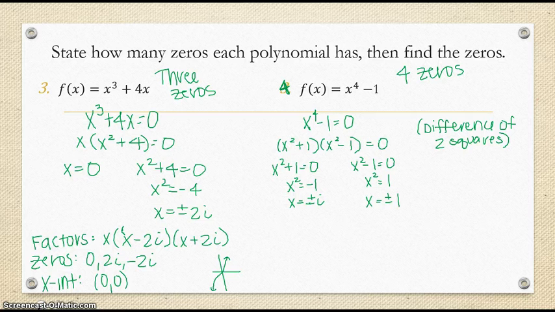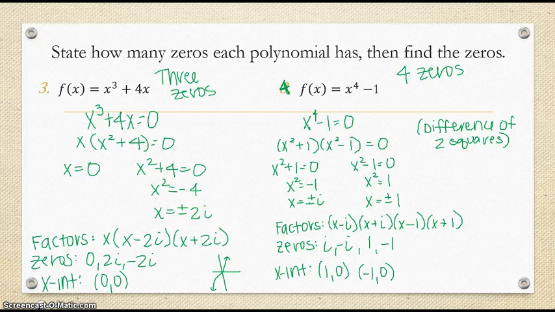I used that this was the difference of two squares, and I was able to factor that into x squared plus 1 and x squared minus 1, which gave me plus or minus i and plus or minus 1. When I listed out my factors, I had 4 factors, I have 4 zeros, I only have 2 x-intercepts because only 2 of these were real numbers.